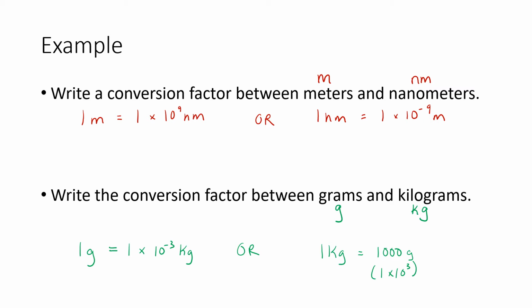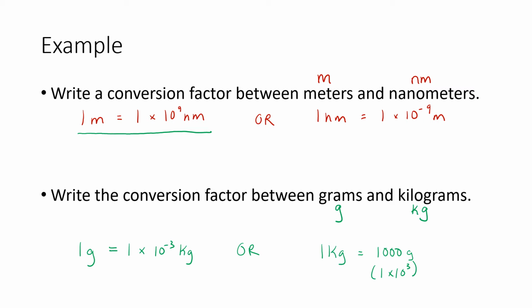I often find it easier to assign the larger unit as 1 and ask myself how many of the smaller units are in the larger unit. So the conversion factors I would write personally for the first example would have been 1 meter equals 1 times 10 to the positive 9th nanometers.